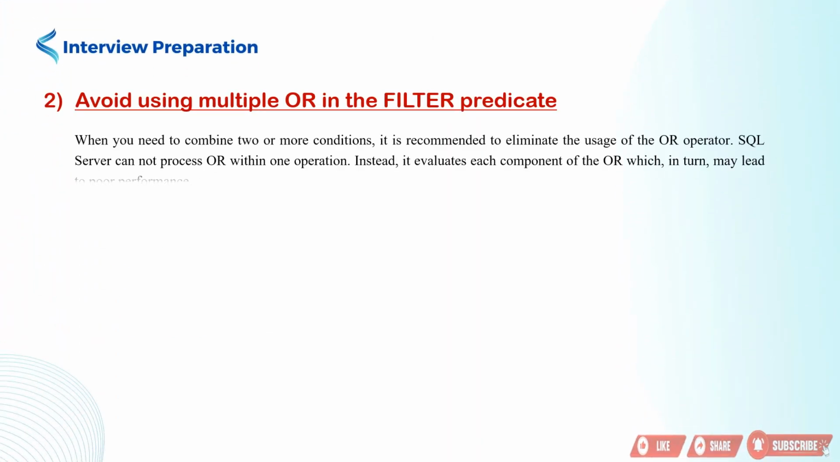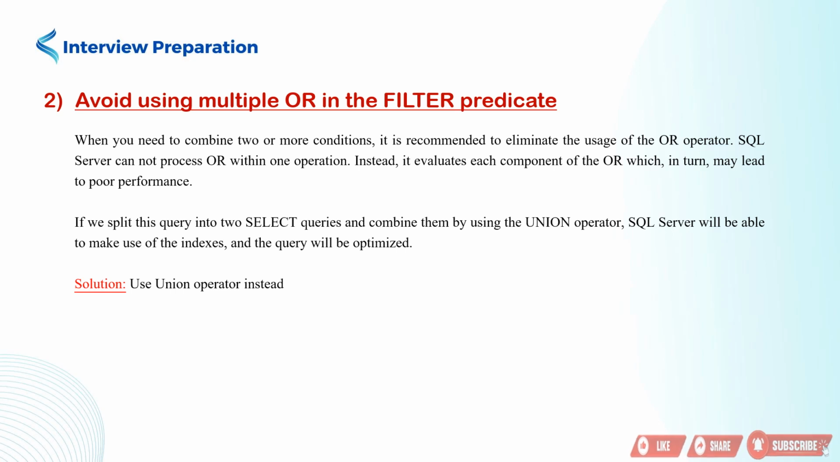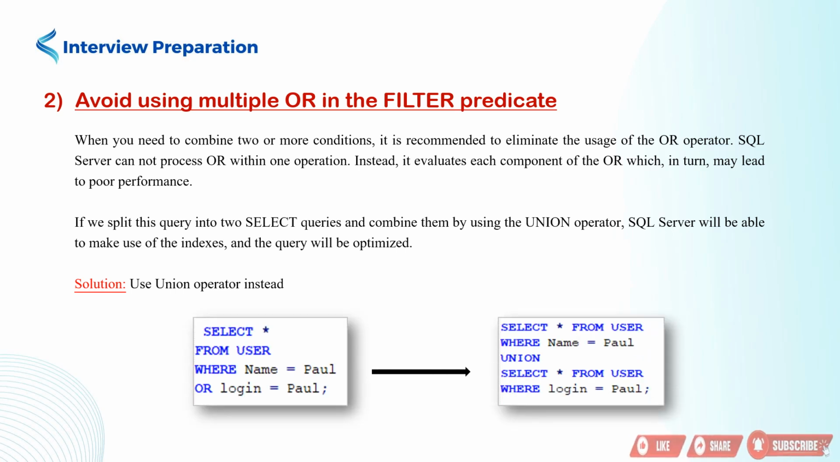Second way is, we should avoid using multiple OR in the filter condition, like in the WHERE clause. Friends, when you need to combine two or more conditions, it is recommended to eliminate the usage of the OR operator because SQL Server cannot process the OR operator within one operation. Instead, it evaluates each component of the OR operator separately, which may lead to poor performance. If we split this query into two select queries and combine them by using the UNION operator, SQL Server will be able to make use of the indexes, and the query will be optimized.